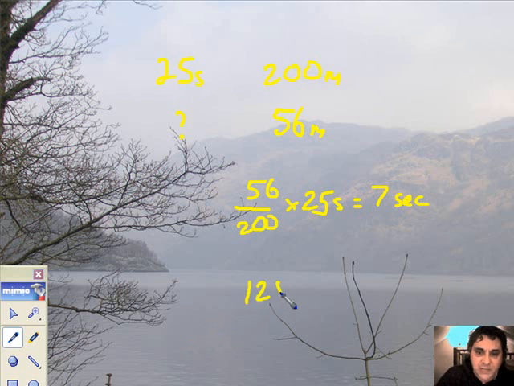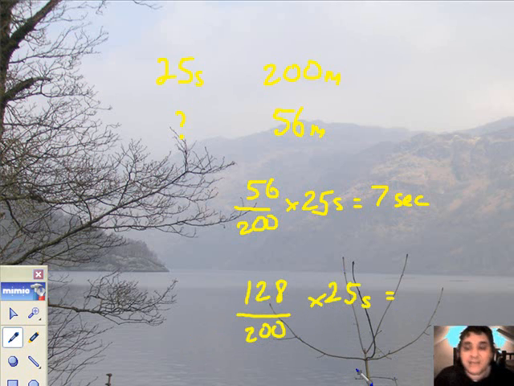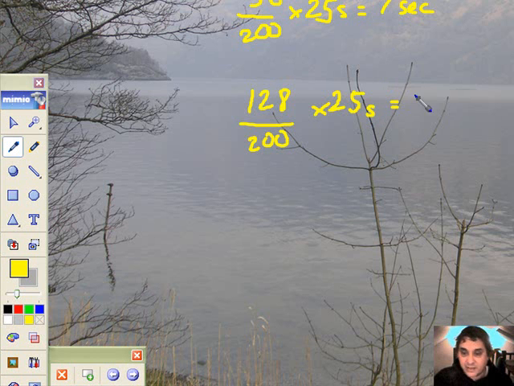So it's 128 over 200, this fraction of the 25 seconds. Now I'm allowed to do this because I'm running at the same pace, at the same rate. So it will clearly take less than 25 seconds because it takes 25 seconds to do 200 whole meters. So 128 divided by 200, multiplied by 25 seconds, and that will take 16 seconds to run that.